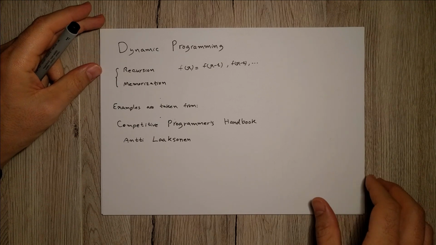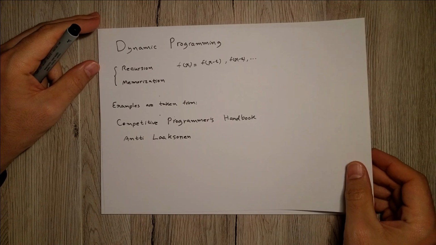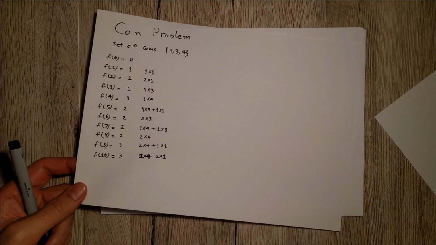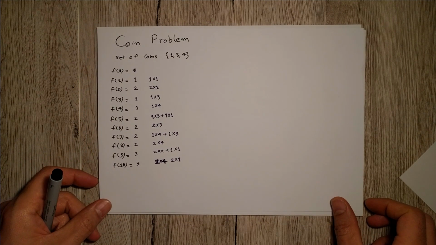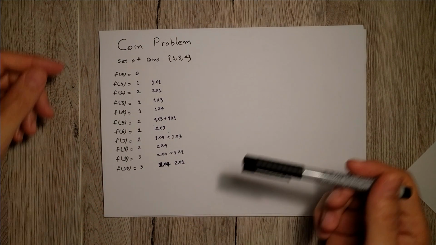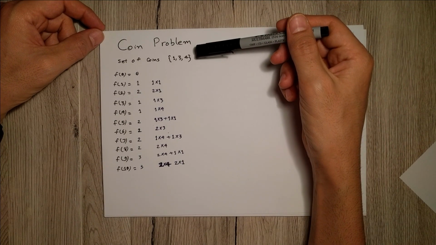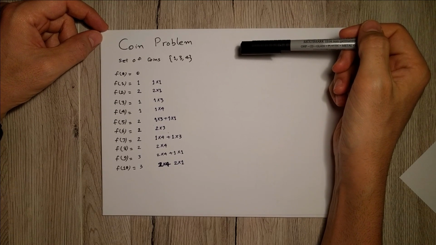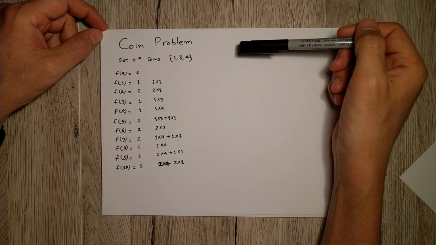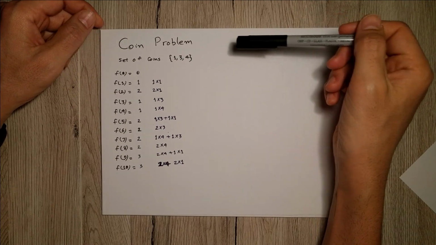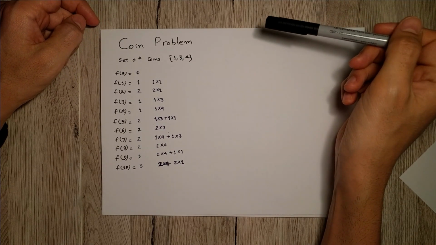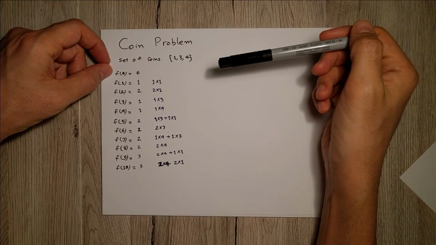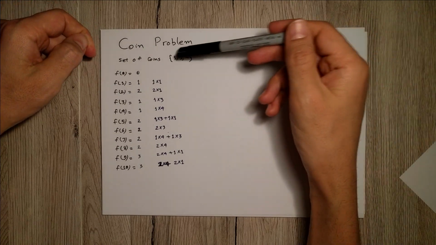It's a good book. Okay, the first problem I'm going to solve using dynamic programming is called the coin problem. In this problem, I have a set of coins, and the values are 1, 3, and 4. I would like to sum up a specific number using these coins, and I'm interested in using the minimum number of coins. For instance, f of 0 is 0. If I don't need any money, I don't need any of these coins.